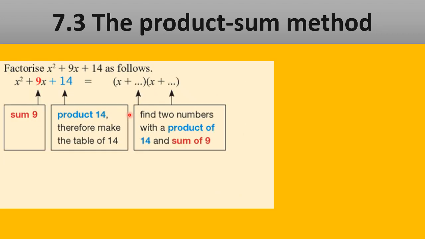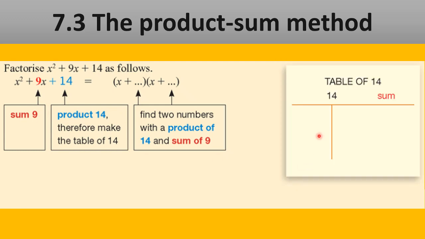Okay, let's practice this again. We're going to factorize x squared plus 9x plus 14. So I want to write this inside of brackets, like this. What should I do? I'm going to search for two numbers of which the sum is 9 and the product is 14. Because the product must be 14, I'm going to make the table of 14. Start with 1 times 14 and minus 1 times minus 14. This gives me the sum of 15 and a sum of minus 15. Am I done? No, because I want to find the sum of 9.